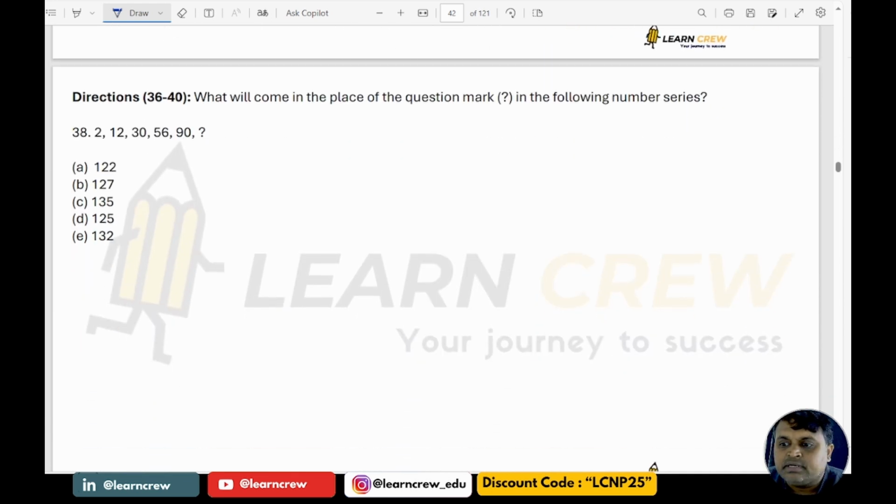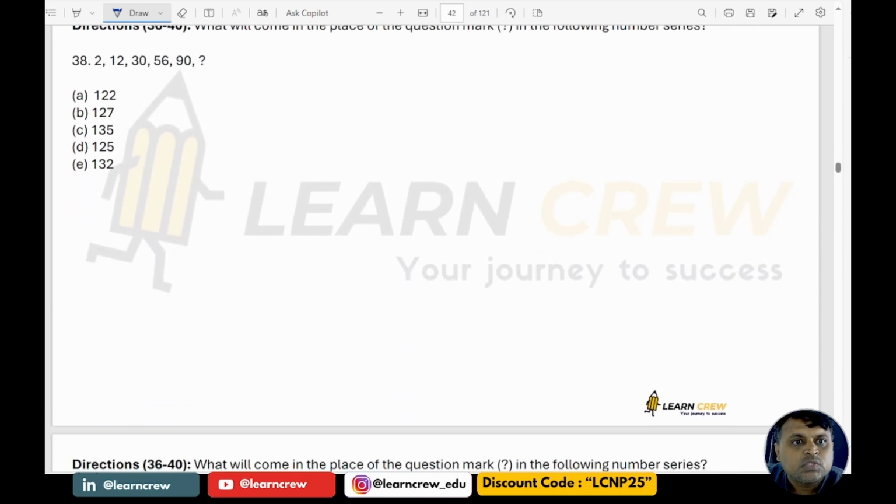Now question number 38. 2, 12. It is very clearly 1 square plus 1, 3 square plus 3, 5 square plus 5, 7 square plus 7, 9 square plus 9. So the answer has to be 11 square plus 11, which is 132.